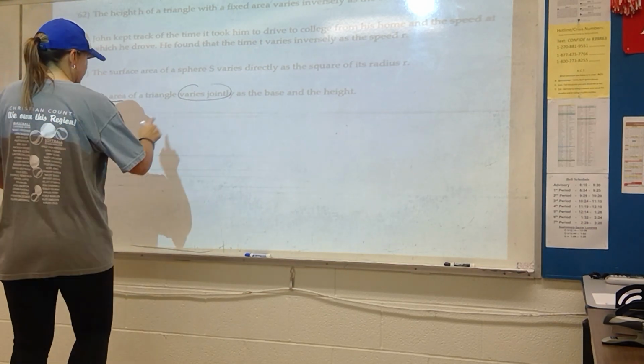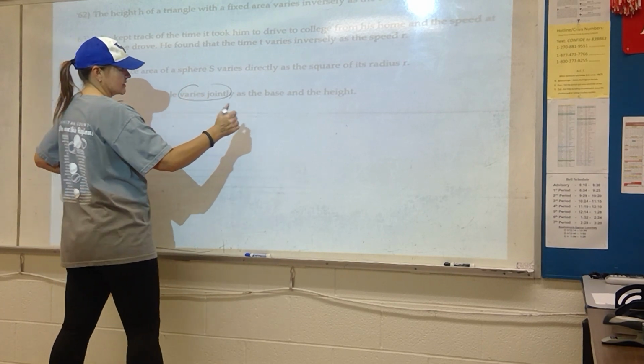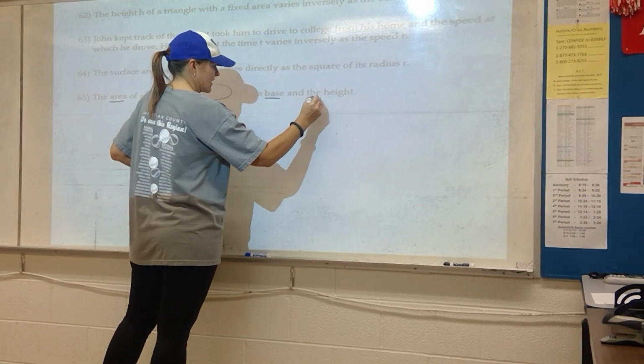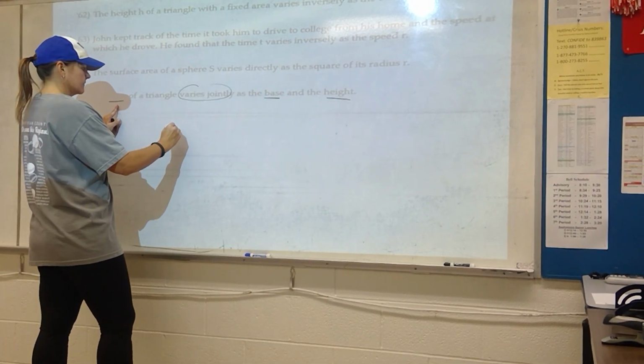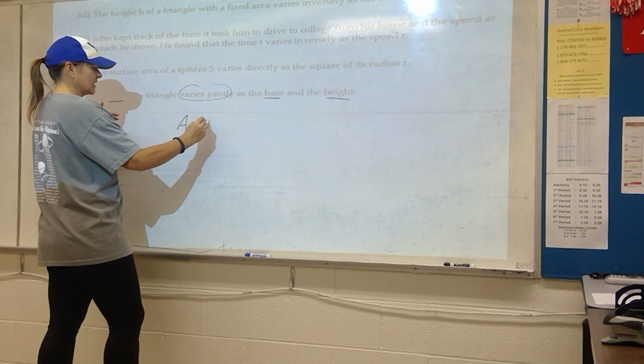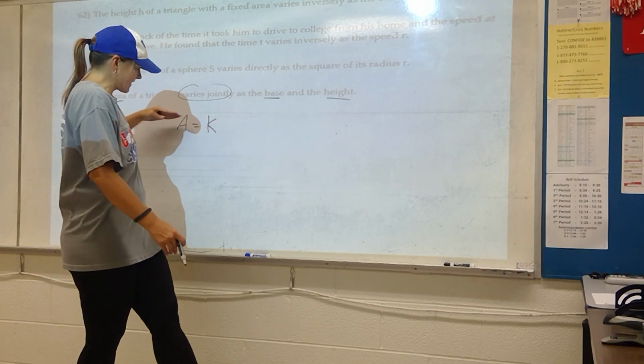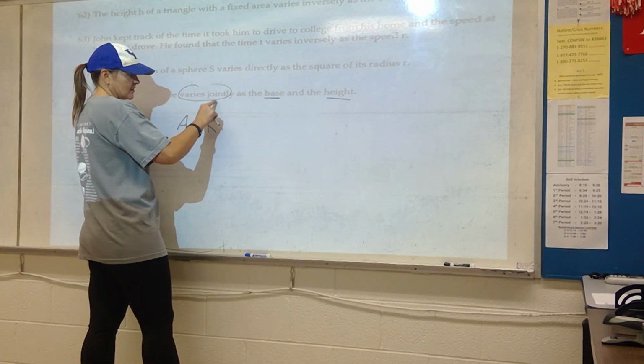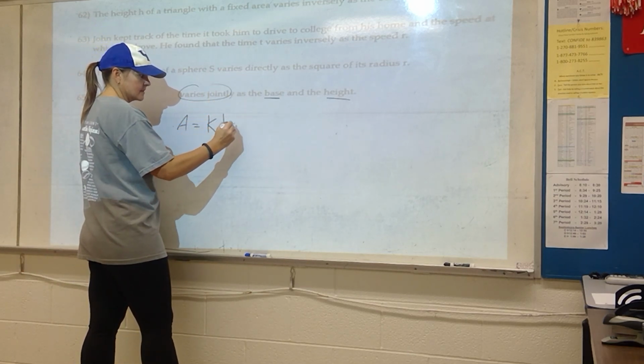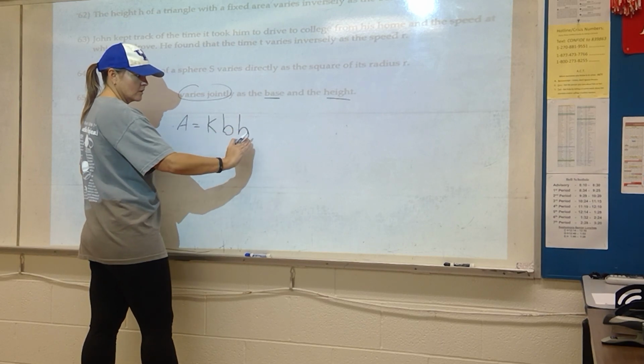All right, the area of a triangle varies jointly. That means two things, as the base and the height. So, area varies jointly. It didn't say anything about inverse, so it's going to be K, and everything's going to go in a direct line, directly. Jointly, it just means there's two of them, as the base and the height. You're multiplying them all.